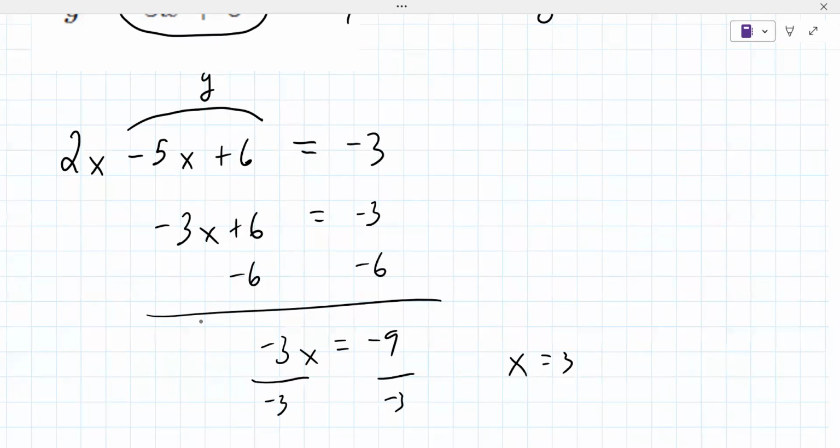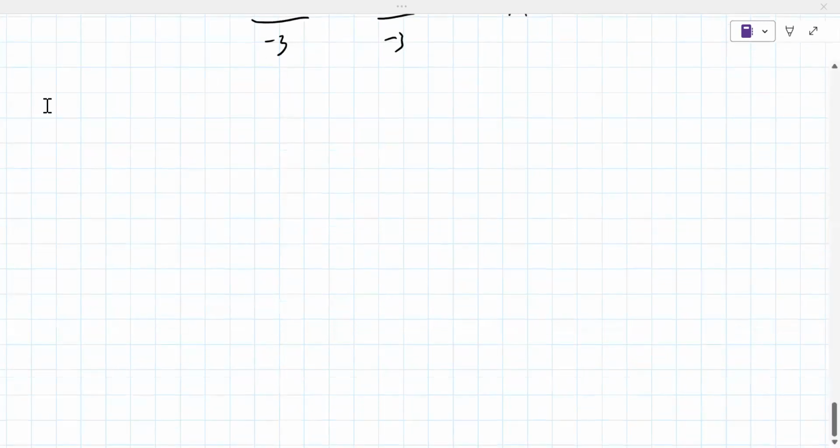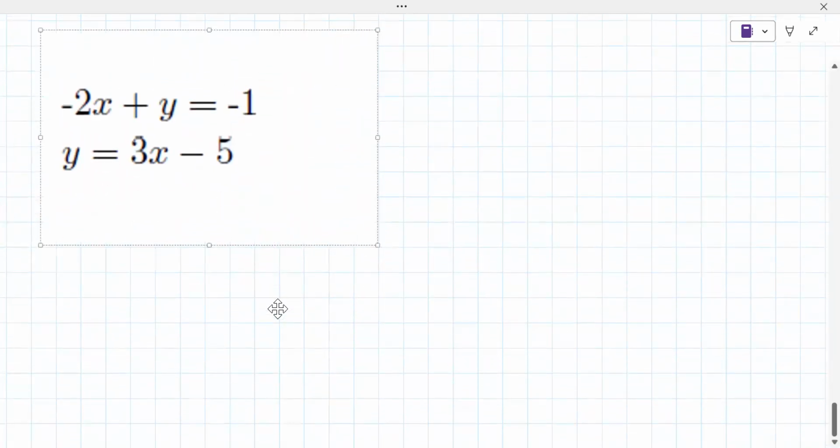Are you ready to try one on your own, start to finish? Yeah. Okay. I've got one up here. It's going to be just a tiny bit more difficult than what we've been doing, but there's no reason you can't do it. It's just like the examples. All right, so give that a try, please.